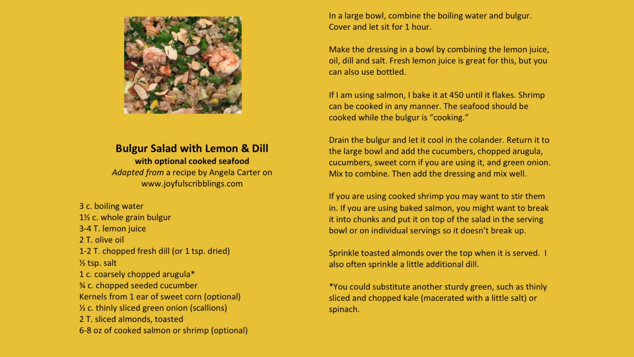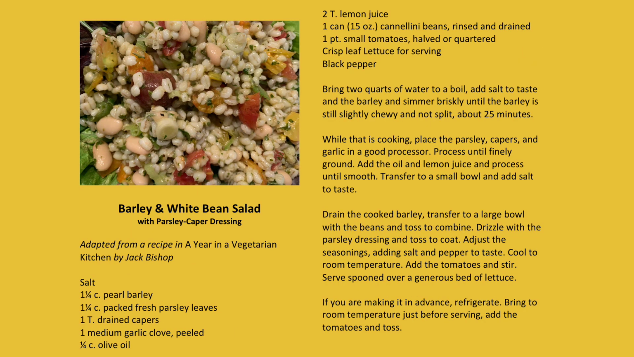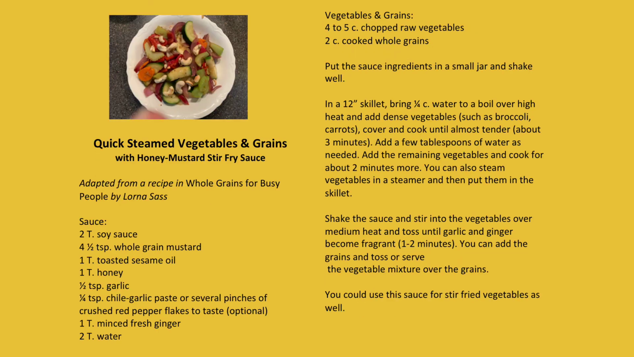This recipe for bulgur salad with lemon and dill was adapted from a recipe by Angela Carter on the website joyfulscribblings.com. Here's the recipe for barley and white bean salad with parsley caper dressing, adapted from a recipe in Jack Bishop's book, A Year in a Vegetarian Kitchen. This last recipe for quick steamed vegetables and grains with honey mustard stir-fry sauce is adapted from a recipe in Lorna Sass's book, Whole Grains for Busy People.